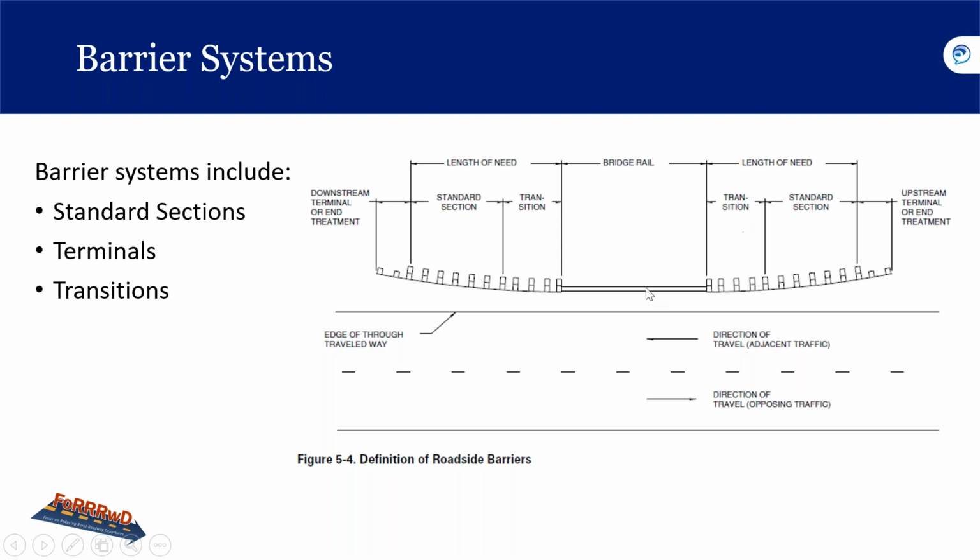But this type here shows our different components from left to right. You've got the downstream terminal or end treatment, and then we have a standard section. This is the length of need that we'll talk about. Standard section followed by a transition, and then like a bridge rail here that we attach to. Again, we have a length of need on this side to protect from whatever this bridge is traversing. And then another upstream terminal or end treatment.